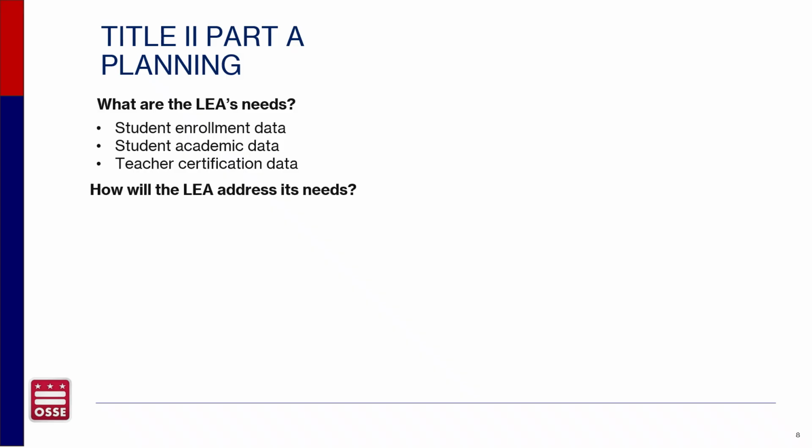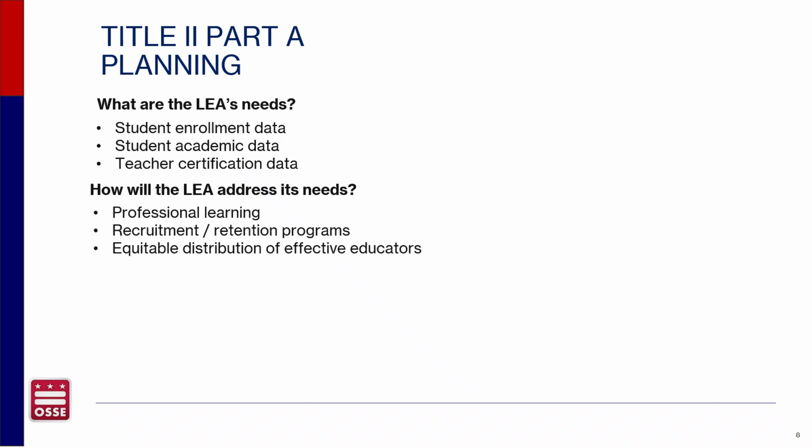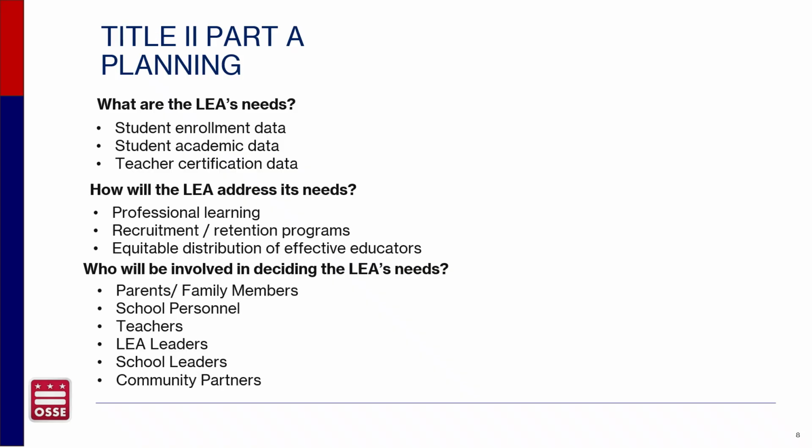Based on the needs assessment, how will the LEA address its needs? The LEA can develop a plan with activities that can meet its needs: professional learning, recruitment retention programs, and equitable distribution of effective educators. Finally, who will be involved in deciding the LEA's needs? The district must bring the different stakeholders together to decide on the plan for the Title II Part A program: parents, family members, school personnel, teachers, LEA leaders, school leaders, and community partners.